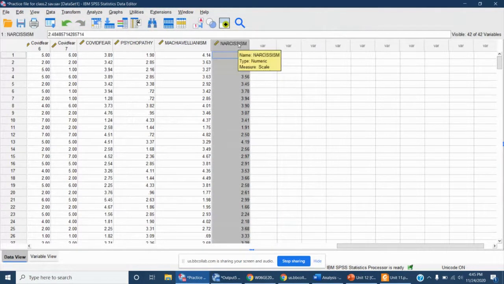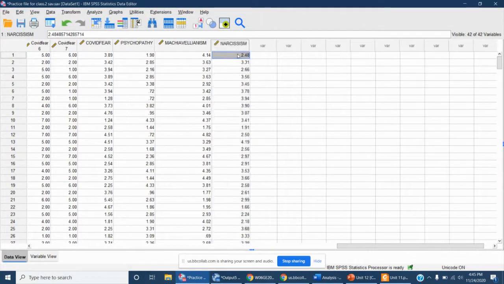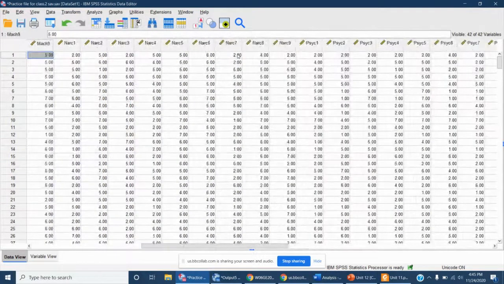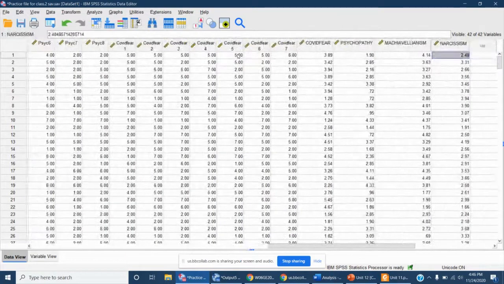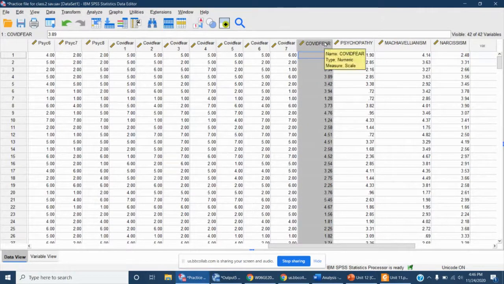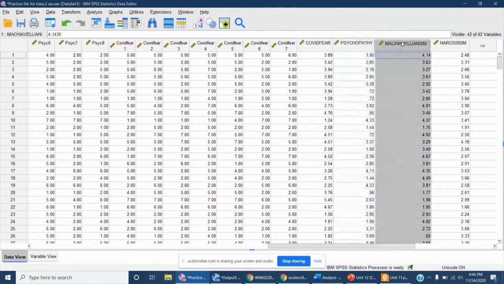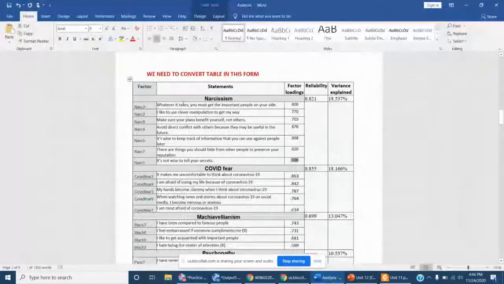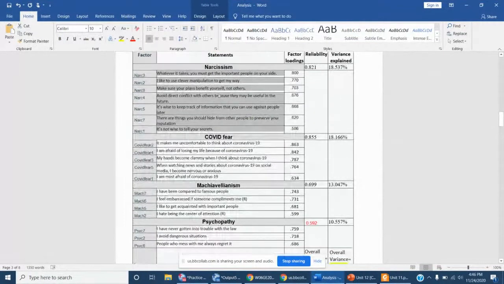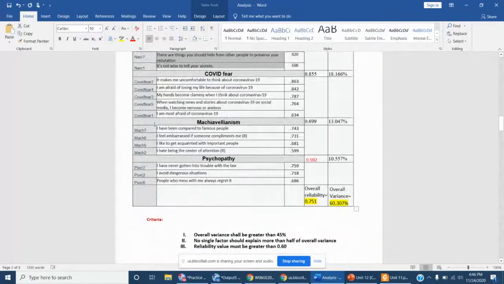Okay, so there is a new variable here, narcissism. Now, instead of measuring narcissism separately, I need to take only a singular value of narcissism. Similarly, I have already calculated the indexes of COVID fear, psychopathy, and Machiavellianism. Narcissism was the lengthiest variable. It has 7 questions. All others have fewer questions.